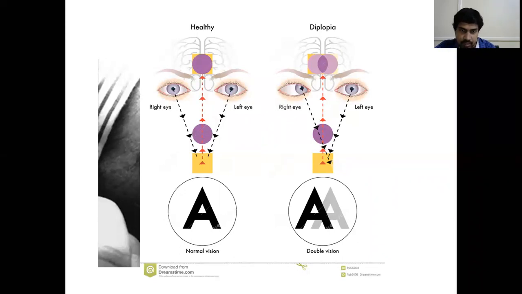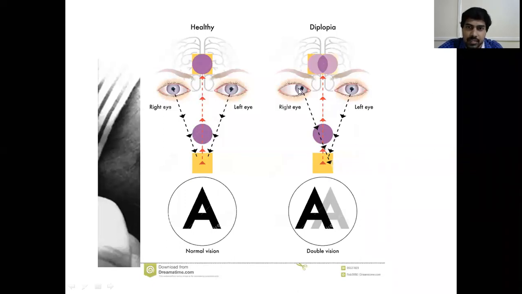So diplopia is nothing but double vision. In double vision, you will be seeing two images of the same object, which are located side by side. Why it happens is, when both eyes are looking straight, this image falls on the fovea, this image falls on the fovea, and that impulse is sent to the brain. So there is no problem, everything is fine. But here what happens is, this image falls on the fovea of this eye.